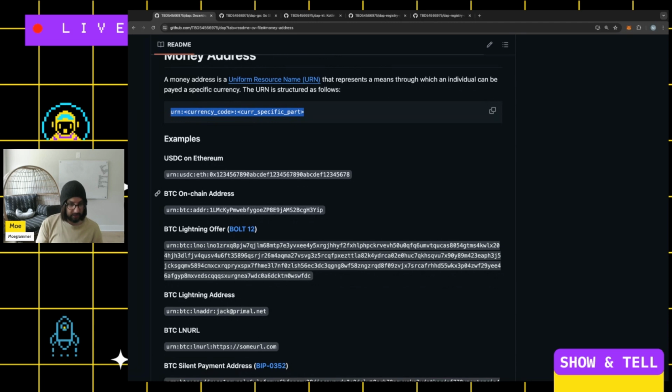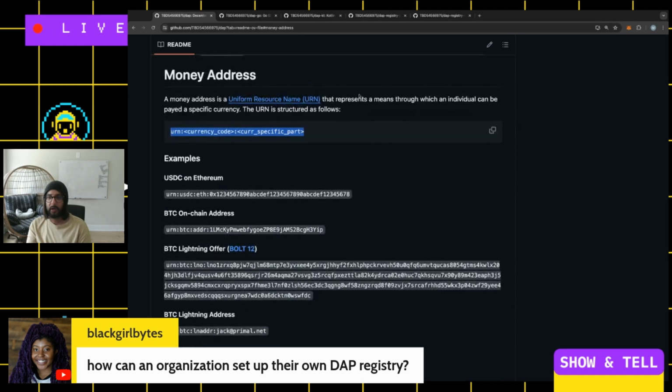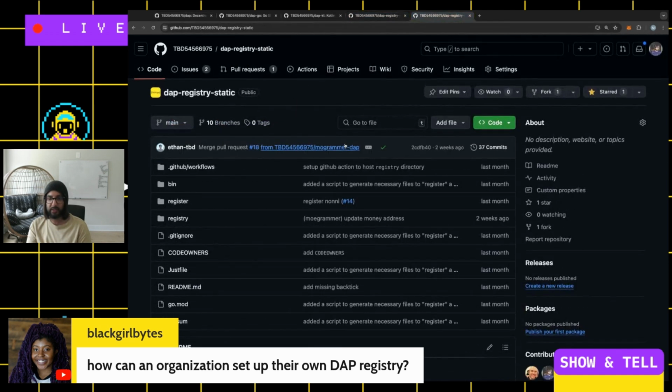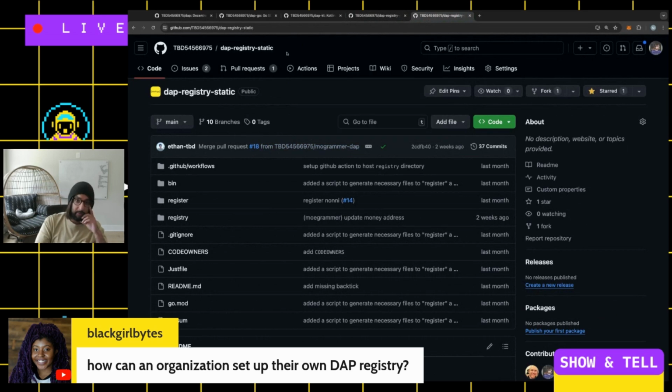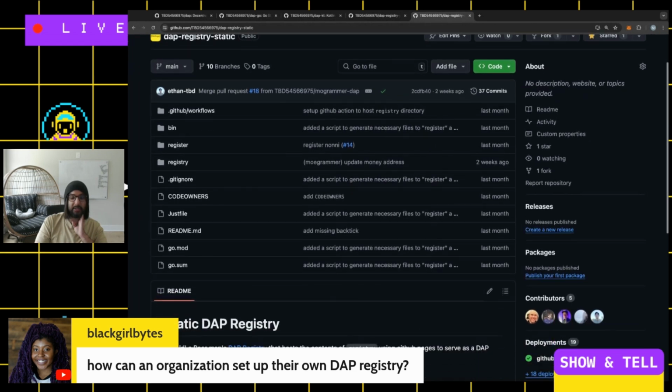I see another question in chat. How can organizations set up their own DApp registry? Great question. The simplest way to set up a DApp registry, I'll show you an example right now. This link, DApp registry static, is an open source repo. This DApp registry is actually hosted on GitHub. This repo is the registry.